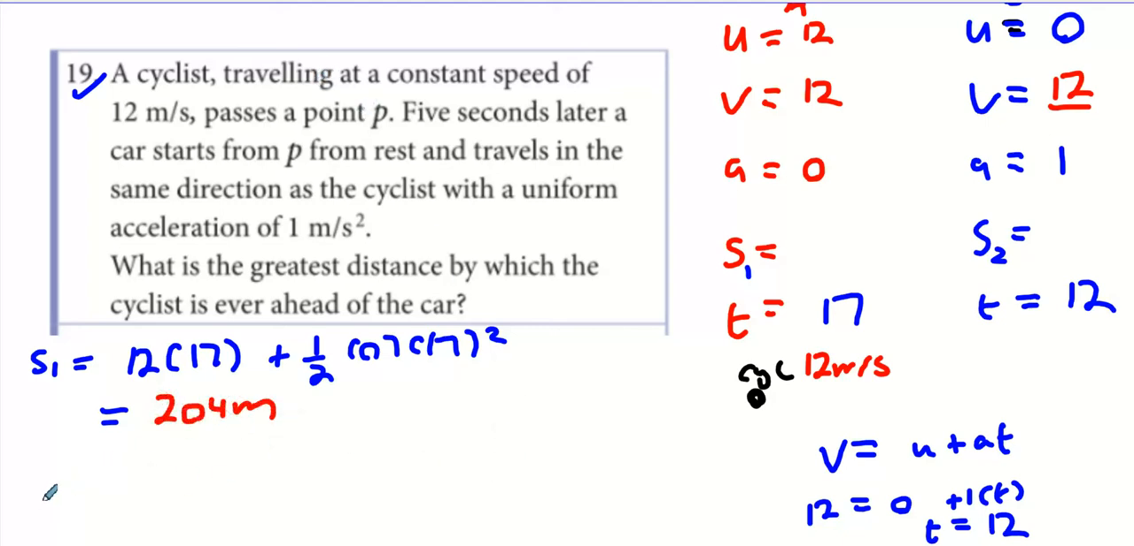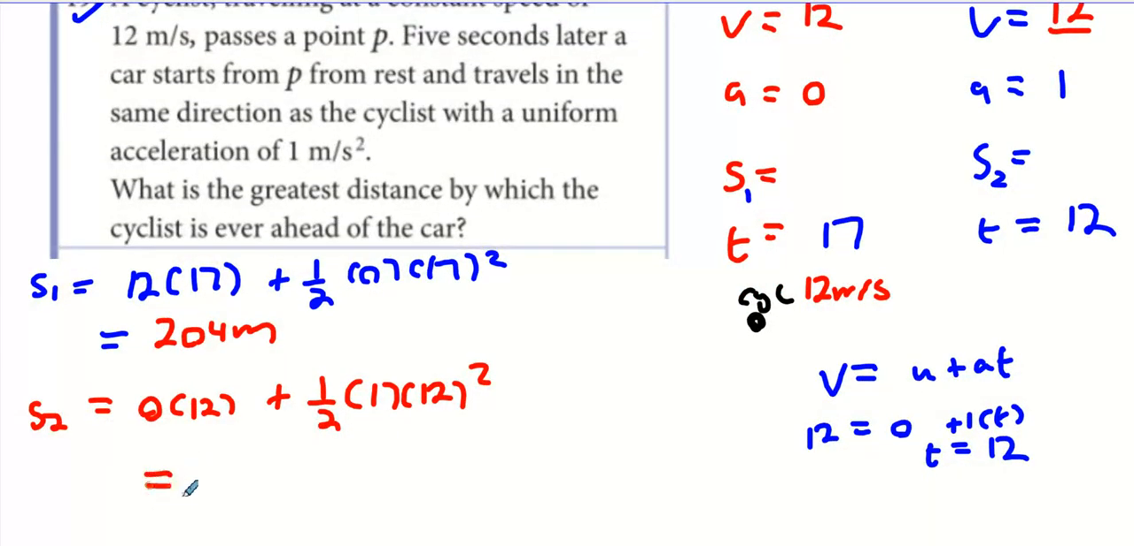Okay. What about S2? Bigger or smaller? Should it be bigger or smaller, lads? Why should it be smaller? Because it only just reached 12. The cyclist has been traveling faster all this time. Put it in and what do you get? 72.